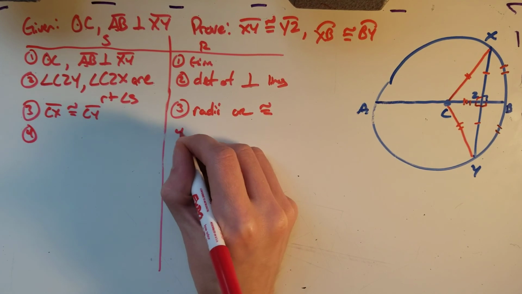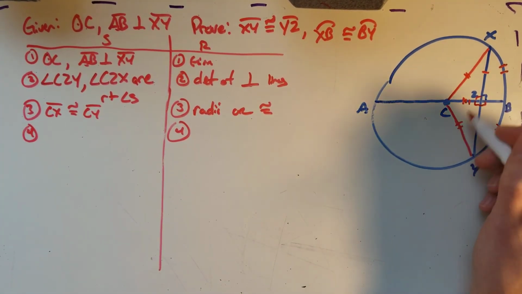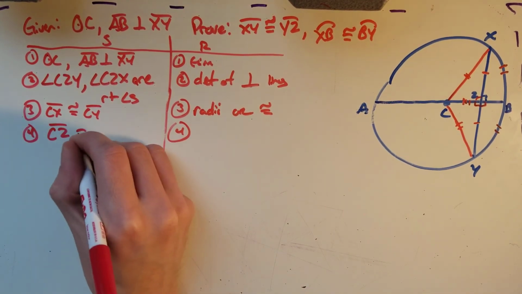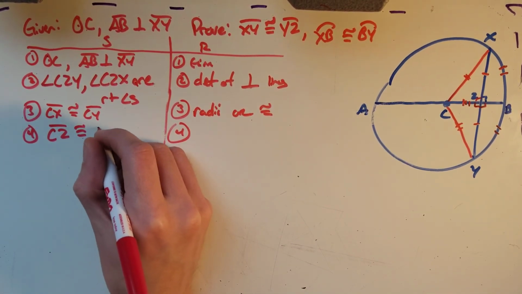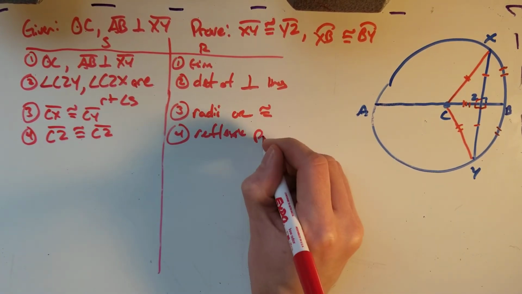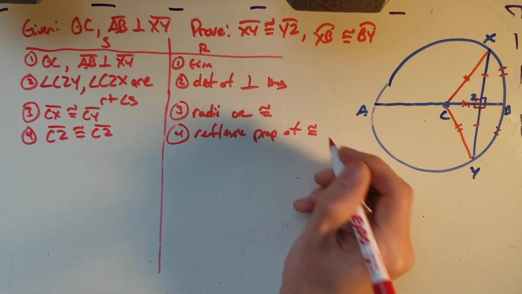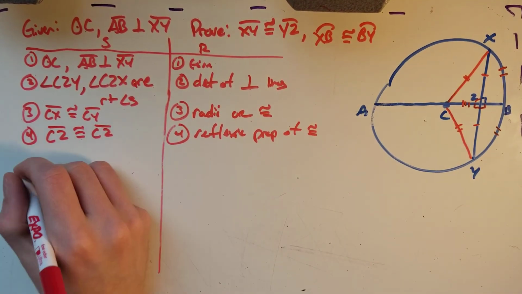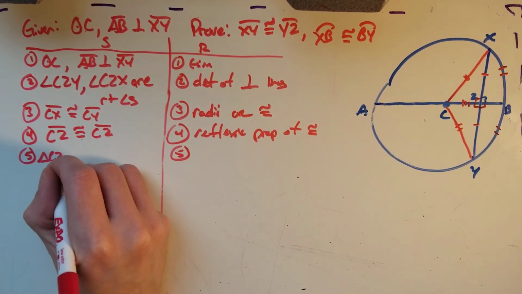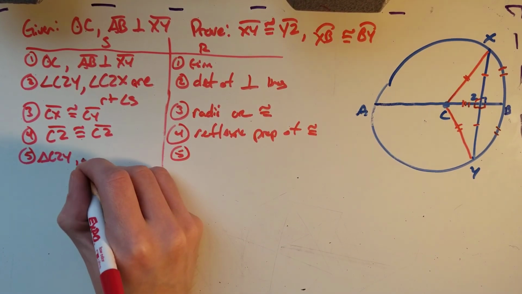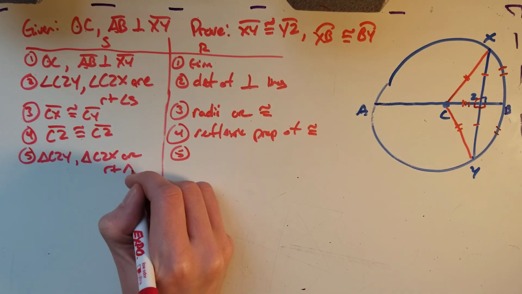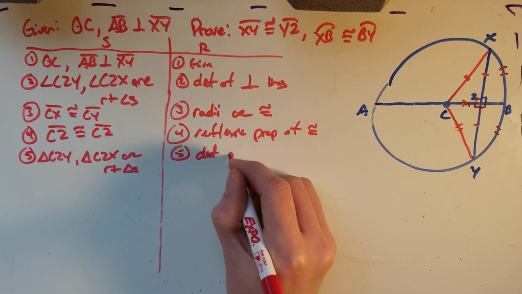Then, so now we're close. We have all the angles. We also should know CZ is congruent to CZ. That would be our reflexive property. And then from there, well, we have 2 right triangles. So we know triangle CZY and triangle CZX, we know they're right triangles. That's the definition of a right triangle.